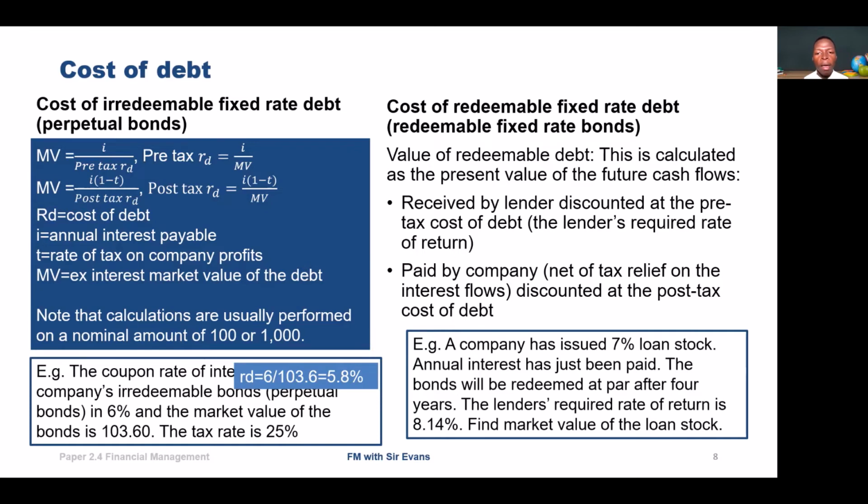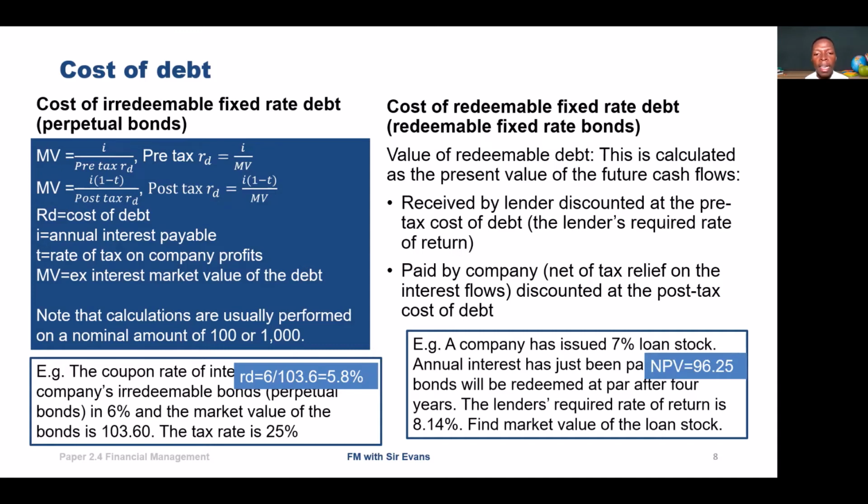So for the first scenario that I mentioned, I said 6 was the interest, and then the market value was 103.6. So that will give us 5.8%. That's for the pre-tax cost of debt. For the post-tax cost of debt, you are going to introduce 1 minus T on the 6, and that will give us a post-tax cost of debt.